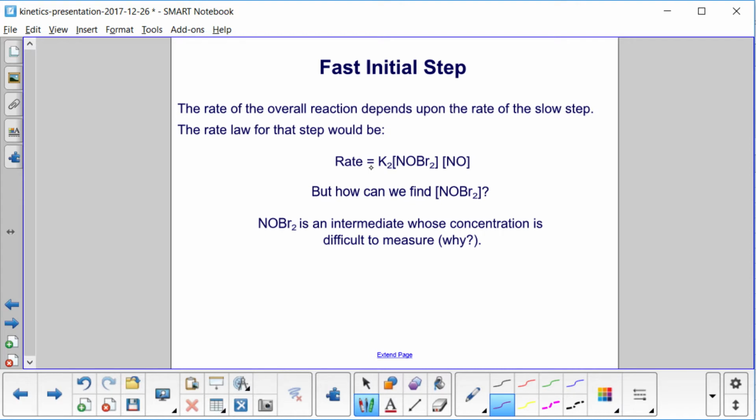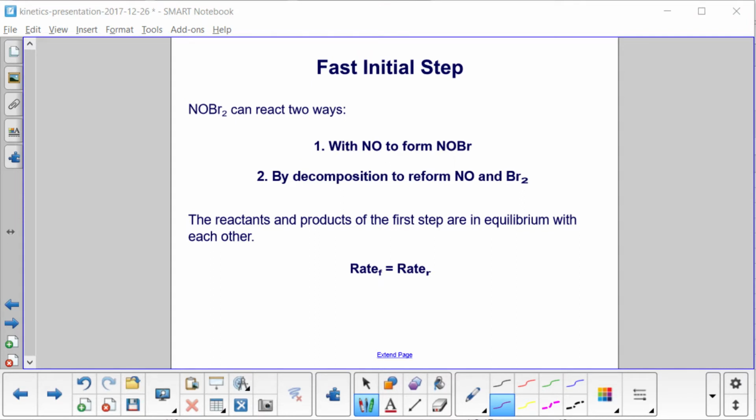So how do we find that concentration? It is a concentration that is very difficult to measure, and we'll discuss why on the next slide. Because NOBr2 is an intermediate that appears in both steps of the proposed reaction mechanism, it can react 2 ways. It can react with NO to form NOBr, our product, or by decomposition in the reverse reaction to reform NO and Br2 in step 1 of the reaction mechanism.